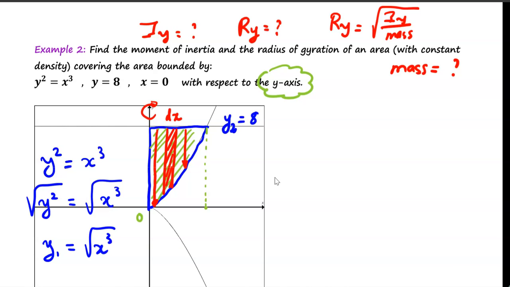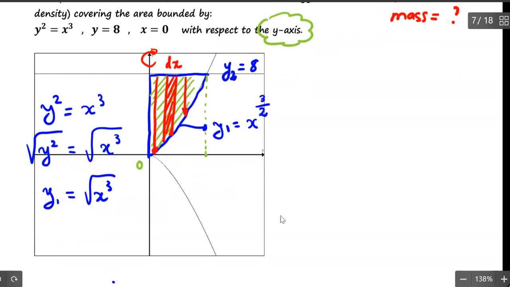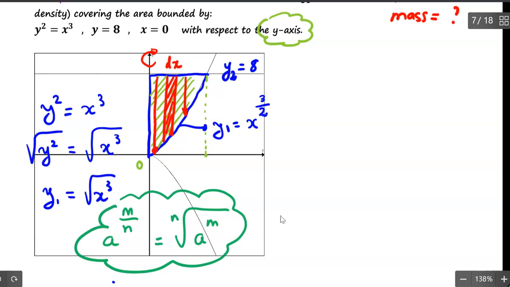So this will be my y1, and it's equal to x raised to the exponent 2 over 3. I mean 3 over 2. We raise to the exponent of 3 over 2 because your index will be your denominator, your exponent will be your numerator. So don't forget the formula that I would like to remind everyone: a raised to exponent m over n will be equal to a to the exponent m, and the index is the denominator. The reason we convert this to an exponent is because we need to integrate later on.